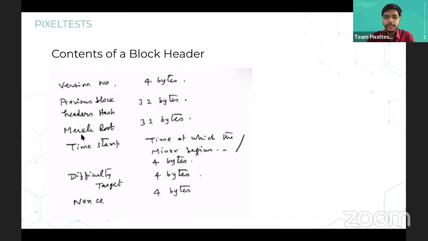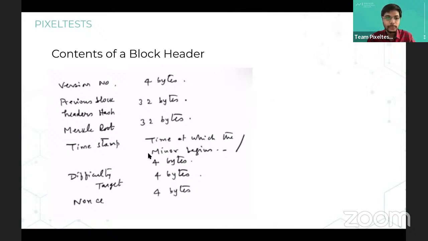So we have understood the Merkle root in our previous session. Then the timestamp: there are two ways to look at it, either the time at which the miner begins the mining, meaning starting the validation of the block, or the time at which he ends the mining or validation process. Here, the timestamp in the block header is the time at which the mining has begun. So the time at which the miner begins the validation process is going to be the timestamp.